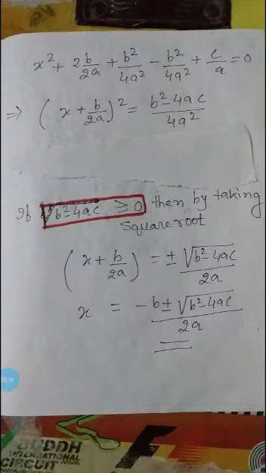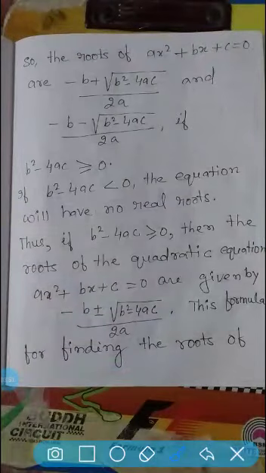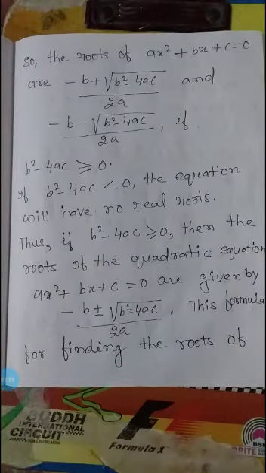Okay? Now see here, what we have seen: the roots of ax square plus bx plus c is equal to 0 are minus b plus root under b square minus 4ac by 2a, and the other one is minus b minus root under b square minus 4ac by 2a.